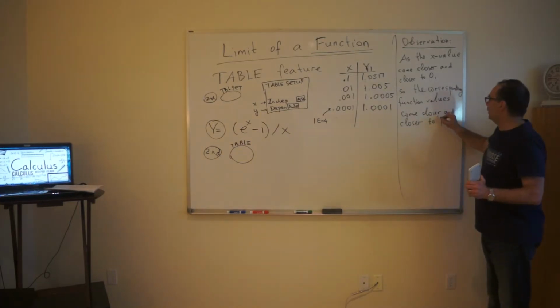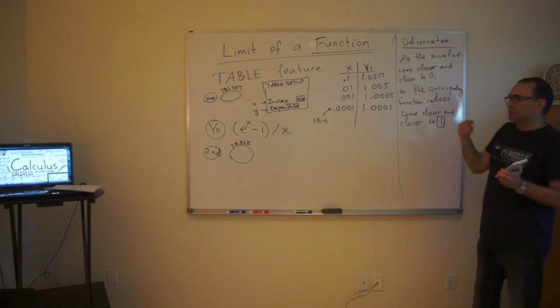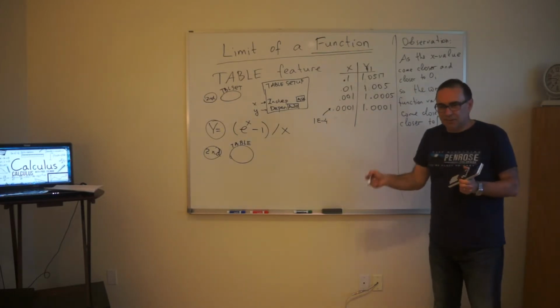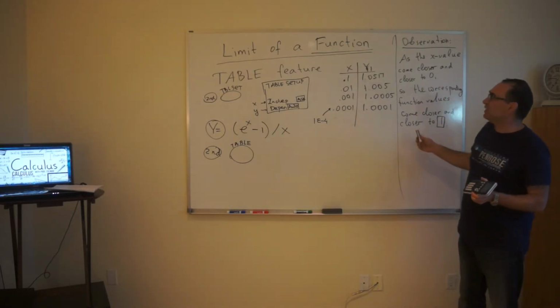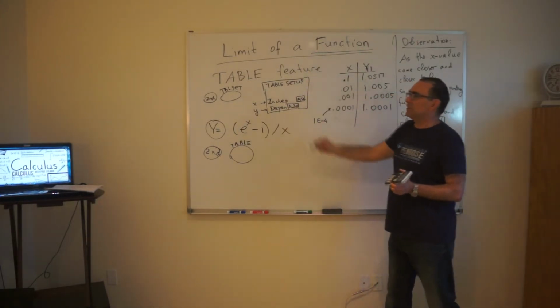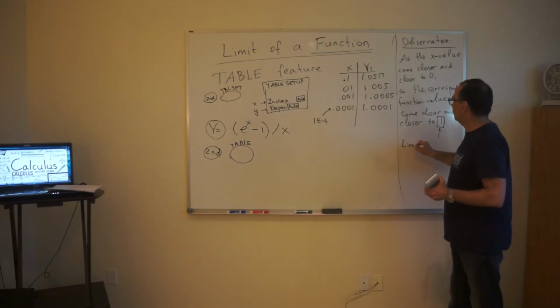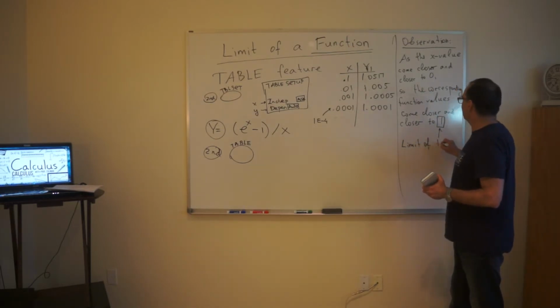And this number 1, where the function values come closer and closer to, actually plays a very important role in mathematics, and exactly this number is the result of the game, so this is the limit of a function. So this number 1 is called the limit of the function.